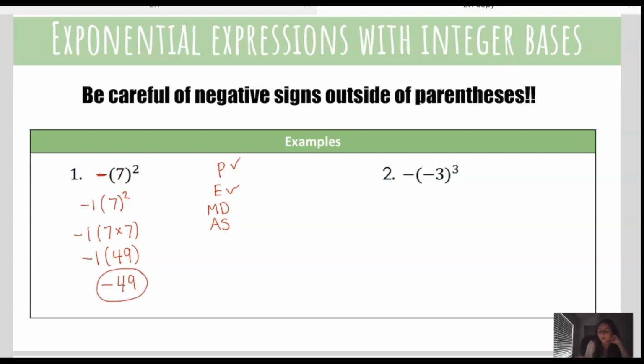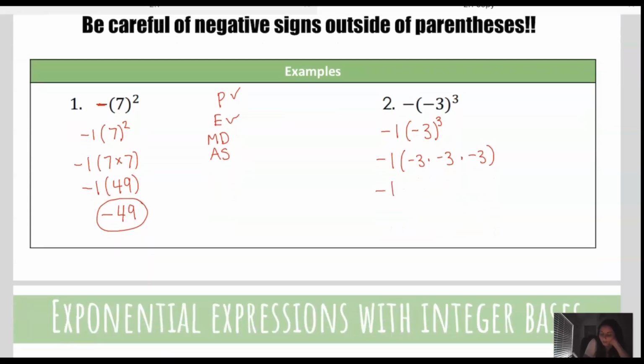All right, let's look at number 2. Here we have a negative outside the parentheses, so that's really like saying negative 1 times whatever is in the parentheses. In this case, it's negative 3 cubed, or negative 3 to the third power. So we're going to leave our multiplication because exponents come first. So we're going to do negative 3 cubed first, which is negative 3 times negative 3 times negative 3. Well, negative 3 times negative 3 is positive 9. And 9 times negative 3.